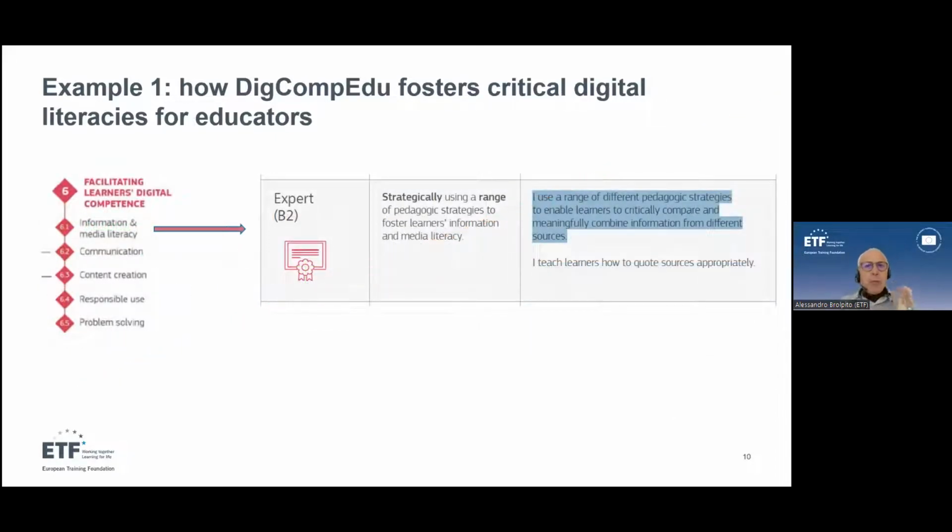Another example, here we are moving to, let's say, the learner perspective, because in the end, as the framework was mentioning in area six, we aim to develop the digital competence of learners. This is an example about information and media literacy. So when I teach, I use a range of different pedagogic strategies to enable learners to critically compare and meaningfully combine information from different sources. And this is associated with level B2. This is very important. So the framework is clearly targeting critical digital literacies, for the teachers and for the learners.